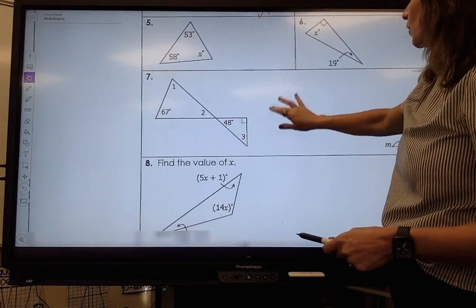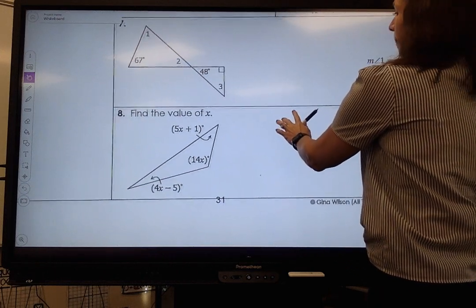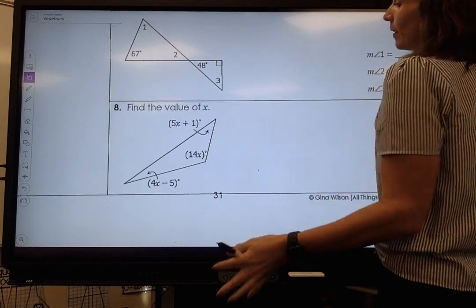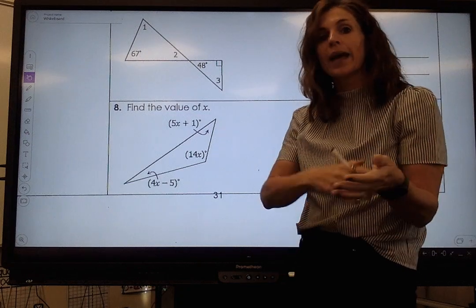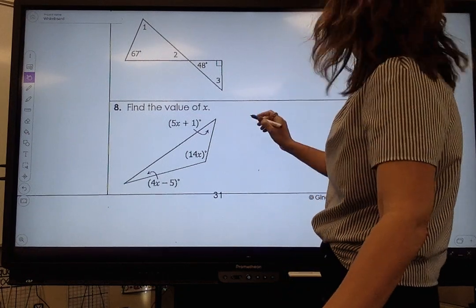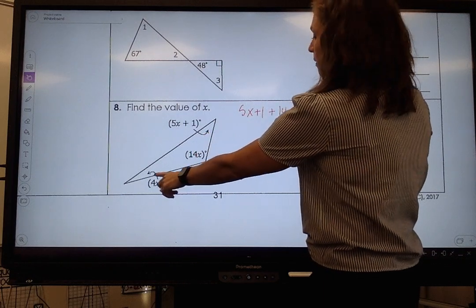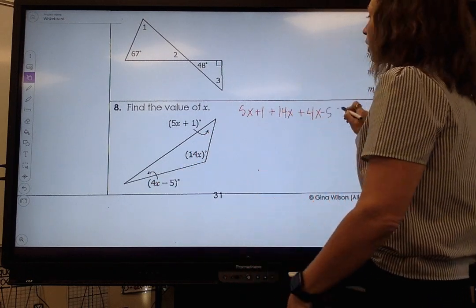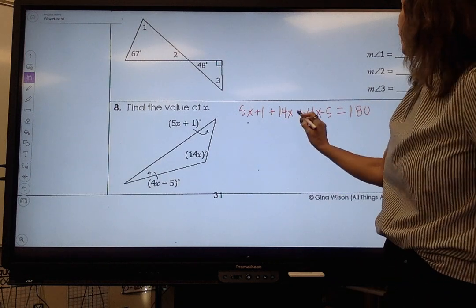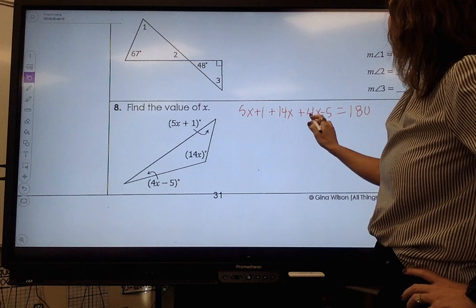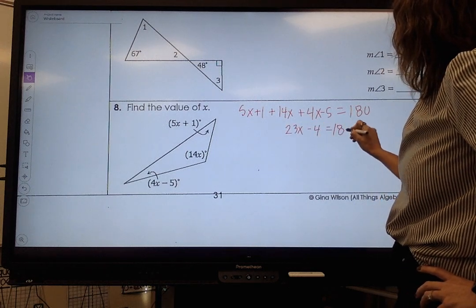Let's take a look at number 8. So we've got a little algebra, but I'm still following the same rule. Add them all up, and you get 180 degrees. So 5x plus 1 plus 14x plus 4x minus 5 all equals 180 degrees. I don't need that mark for fun. And so now I have 19 and 4 is 23x minus 4 equals 180.